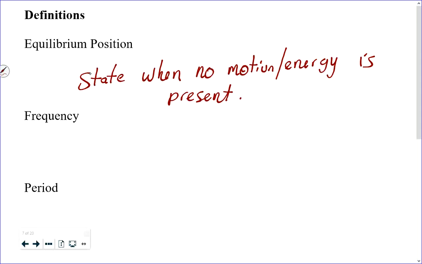When I hang a mass on a spring, and when you did Hooke's law, that lab, and you had it perfectly stationary, that's the equilibrium position of that simple harmonic oscillator, because it's not moving. When I tap that mass and it goes up and down regularly, the equilibrium position is where it was when it was not moving. Okay?